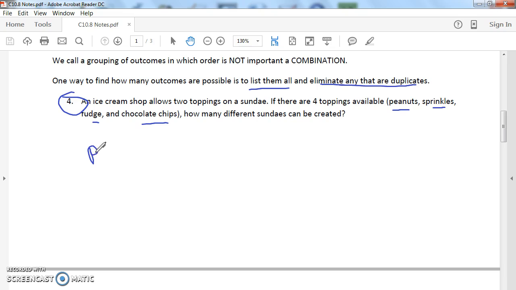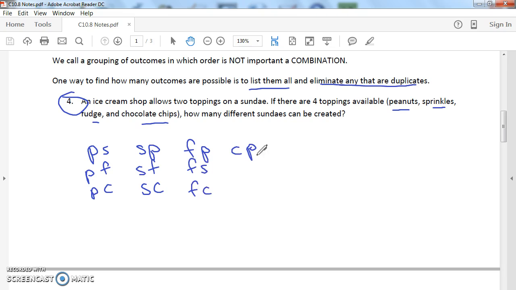So we could have peanuts and sprinkles. We could have peanuts and fudge, peanuts and chocolate chips. We could have sprinkles and peanuts, sprinkles and fudge, sprinkles and chocolate chips. Fudge and peanuts, fudge and sprinkles, fudge and chocolate chips. Or chocolate chips and peanuts, chocolate chips and sprinkles, or chocolate chips and fudge.